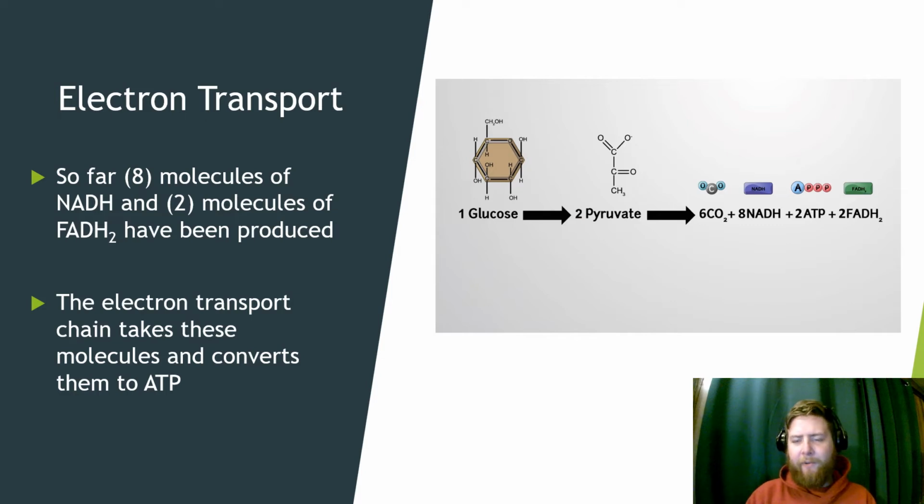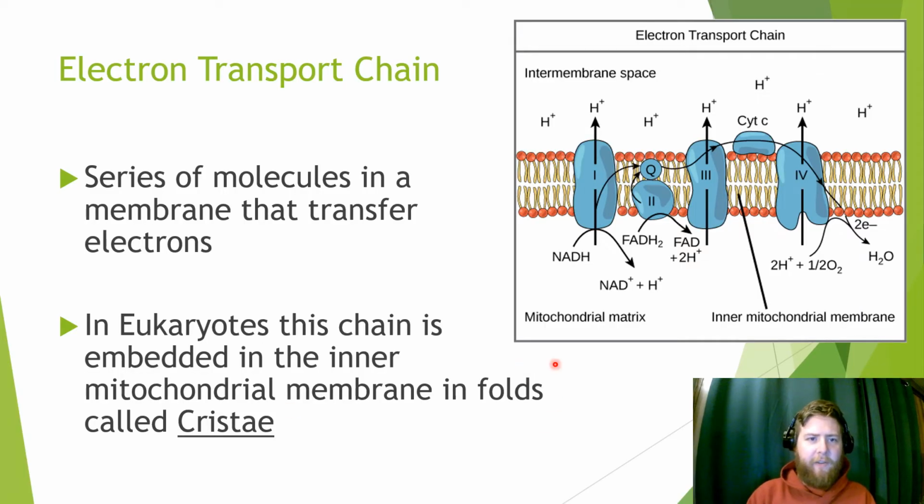They're enzymes, they don't get used up, but they need to be recycled. The electron transport chain is going to take these and convert them into ATP. So the electron transport chain is a series of proteins, of molecules, that transfer electrons from a higher state to a lower state. In eukaryotes, this is embedded in the mitochondrial matrix, in those folds called cristae. We have lots of folds of the cristae so that we can have lots of room for the electron transport chain, so we can make a lot of energy.